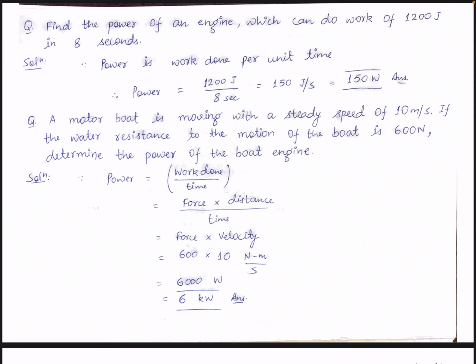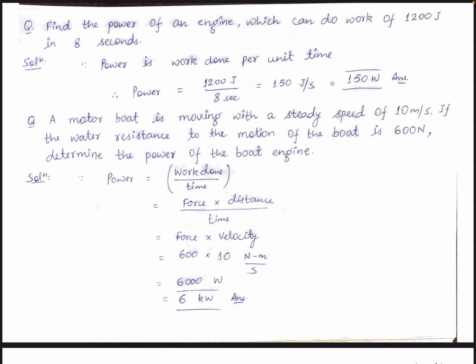So let us see the next problem. Find the power of an engine which can do work of 1200 joule in 8 seconds. It is the simplest problem. Power is work done per unit time. So 1200 divided by 8. It comes out to be 150 joule per second, or 150 watt.